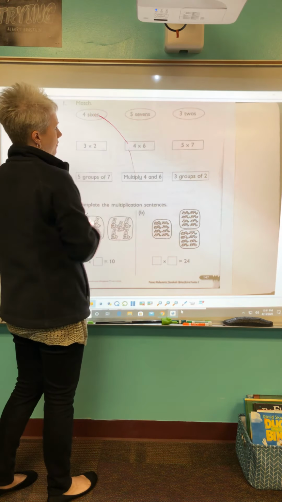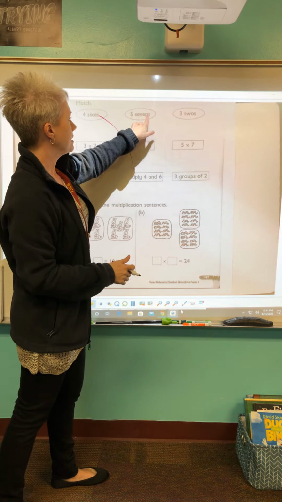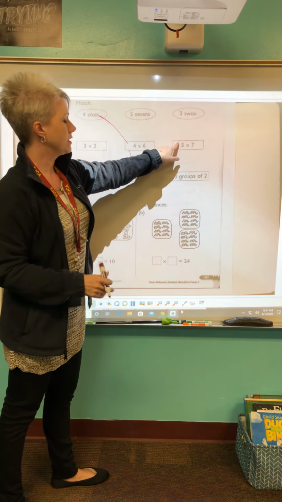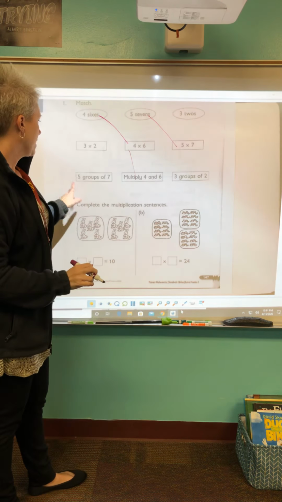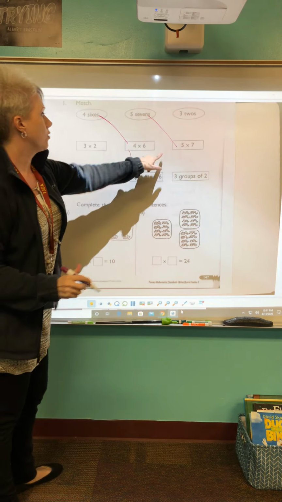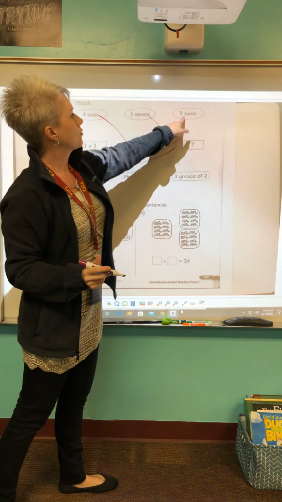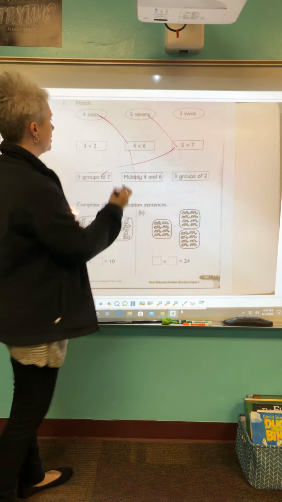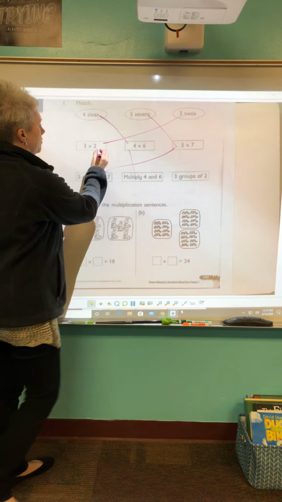5 sevens. Well, 3 times 2 doesn't have a 5 or a 7. 5 sevens is 5, our first number, times 7. 5 sevens, 5 times 7, or 5 groups of 7. And this actually says 5 groups of 7, so we know that one matches there. And our last one, 3 twos, is the same as 3 times 2, and 3 groups of 2. X equals multiply, which also means groups of.